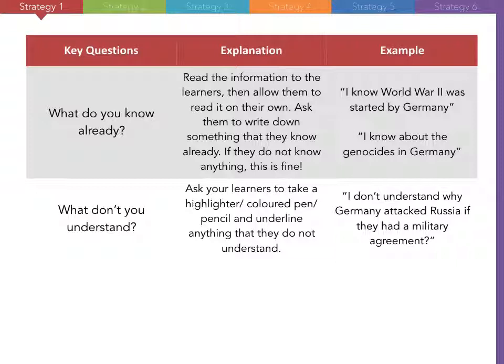Another question that you can ask is, what don't you understand? So ask your class to take a highlighter or a colored pen or pencil and to underline any words or terminology that they don't understand. So it could be, I didn't understand why Germany attacked Russia if they had a military agreement. They didn't understand this concept. Or maybe they don't understand what the word fascist means. Then later on, they can go and look this up, and it will create more meaning for the text. The learner will understand it on a whole new level.